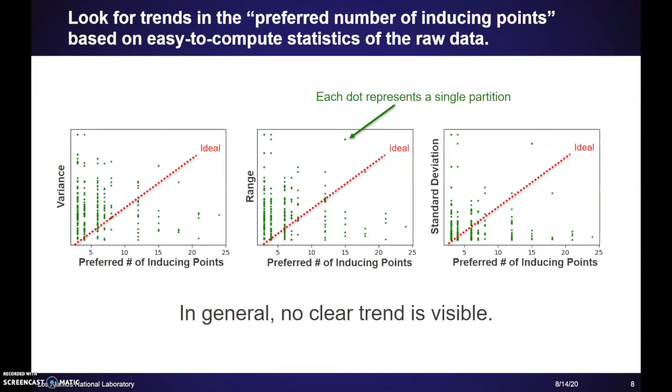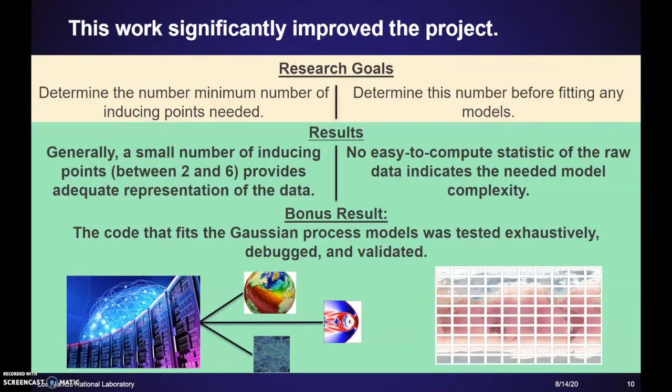What we expected to see is that as variance increases, the preferred number of inducing points would also increase by some clear functional relationship. This is what I have plotted on the red line. However, what we actually see is little to no trend at all between the preferred number of inducing points and whatever summary statistic we used. While I have a few reasons for why we get unexpected results here, that discussion is beyond the scope of this presentation. While the results we reached are not necessarily what we expected, they are results nonetheless.